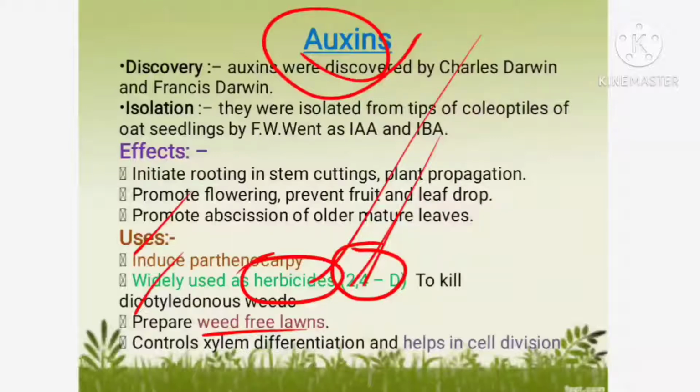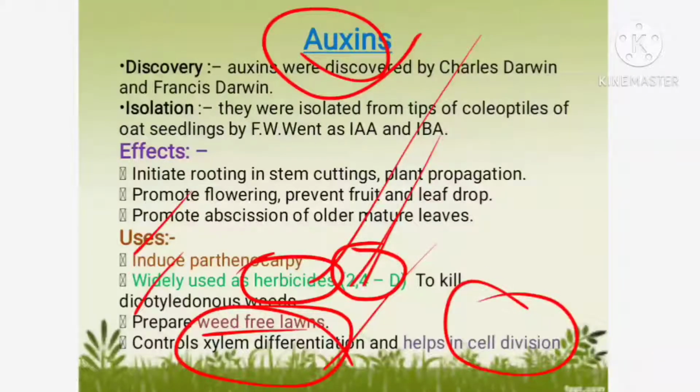Control xylem differentiation, that is the next point. Control xylem differentiation means xylem is a complex permanent tissue, right. So, xylem cells have to be different from one another, like xylem tracheids are different from xylem vessels, different from xylem parenchyma, different from xylem fibers. All this differentiation is taking place. Xylems are differentiating into different types of cells because of these auxins. Okay. Other than that, they also help in what? The cell division. So, these are the different uses of auxin.